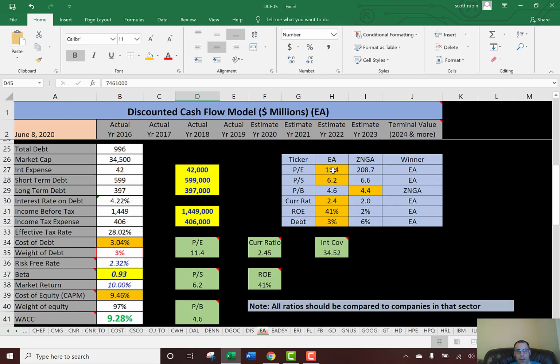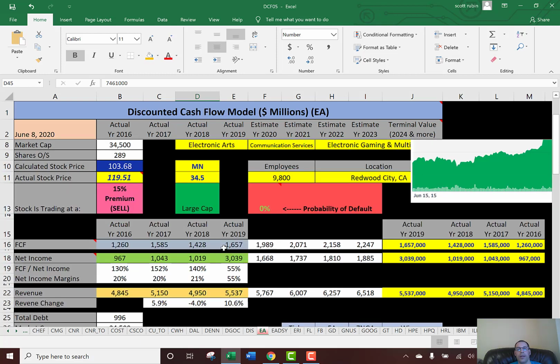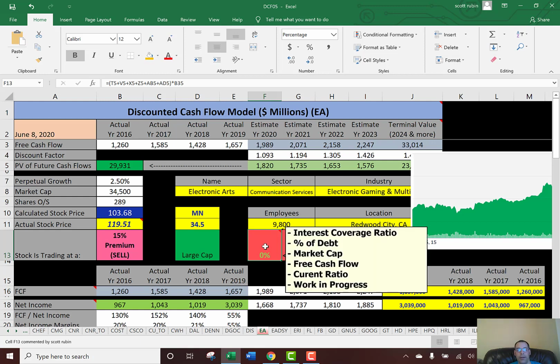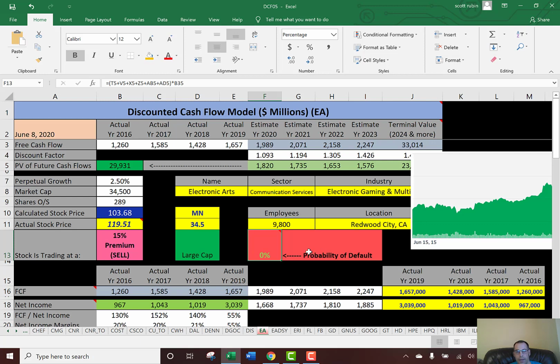A much better PE, not even close. They both don't have great price to sales ratios. Price to book, they're both okay, pretty much the same. The current ratios are fine for both. But the ROE is so much better with EA than it is with Zynga. But Zynga is a newer company, so that could be a reason why they might not have such a great return on equity. It could just take them time. And both have low debt, so that's not an issue. And I also added this probability of default calculation, and they have 0 probability of default. So that's a good sign also.